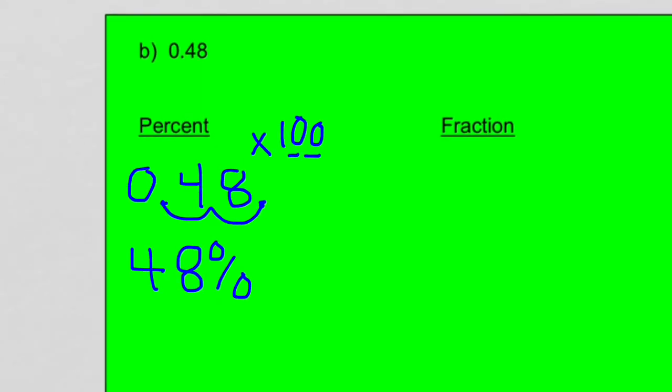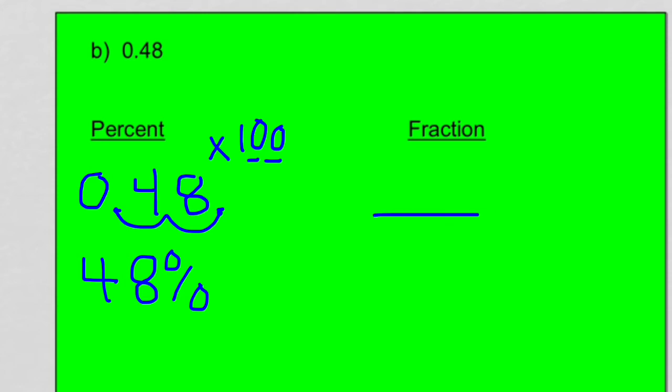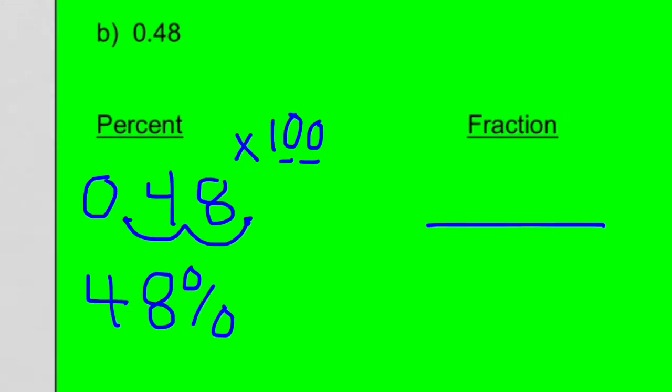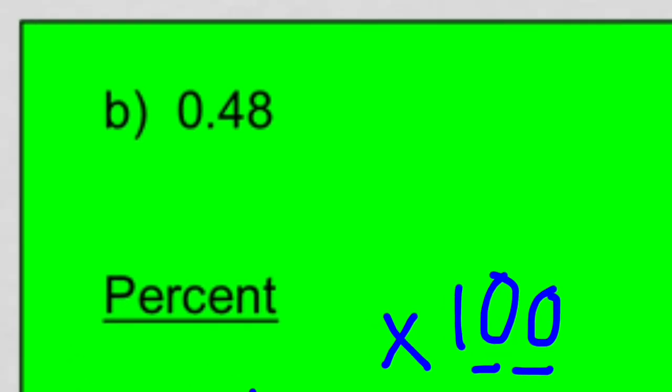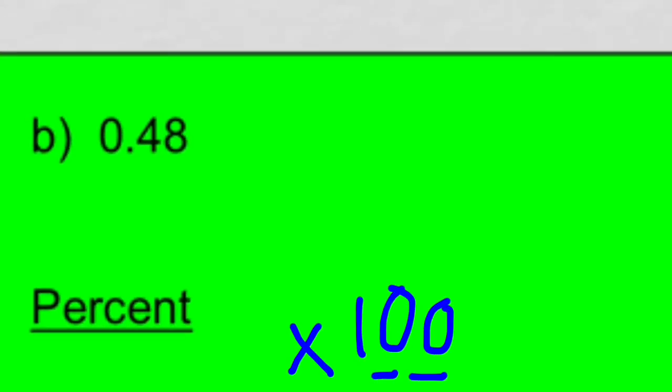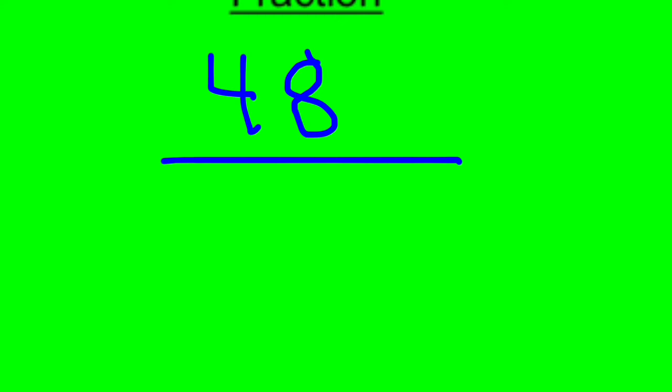To get the fraction, numerator and denominator, the digits behind the decimal become the numerator. So there's 2 digits behind the decimal, the 4 and the 8. Those digits become the numerator of the fraction. To get the denominator, count the number of decimal places. I count 1, I count 2 decimal spots. So 2 decimal spots means 2 zeros in the denominator, 1, 2, and a 1. So 48 out of 100 is our fraction.